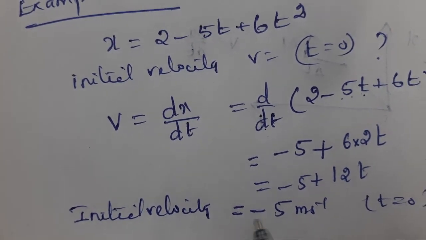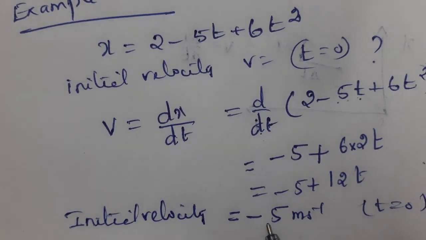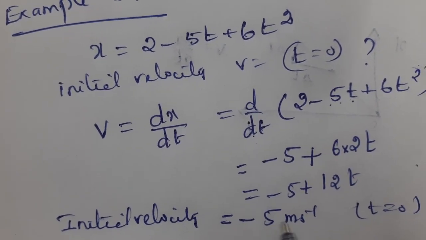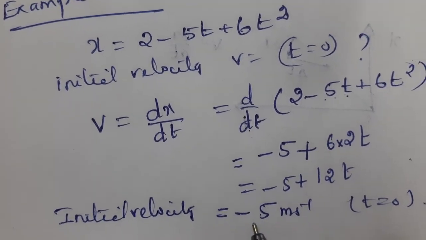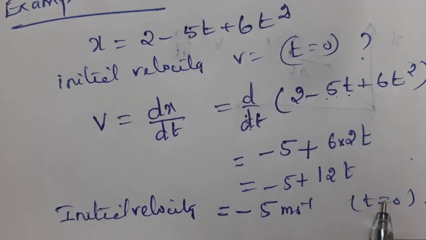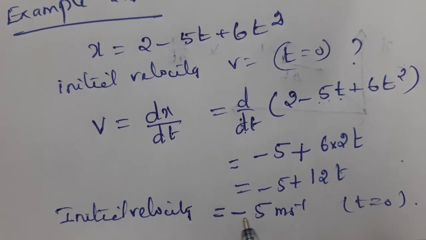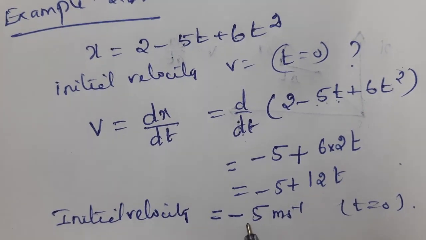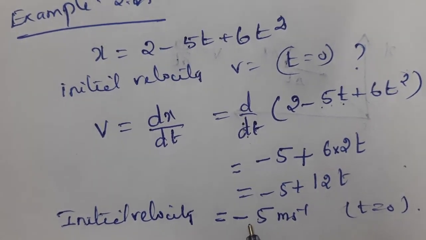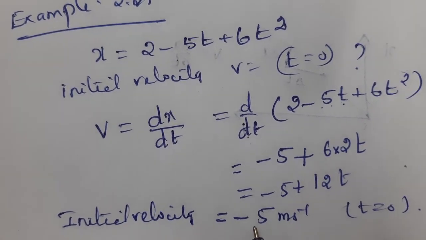Here the negative sign implies that the velocity of the particle is along the negative x direction. When we put the time t equal to 0, we got minus 5 meter per second. The negative sign implies that the velocity of the particle is along the negative x direction.